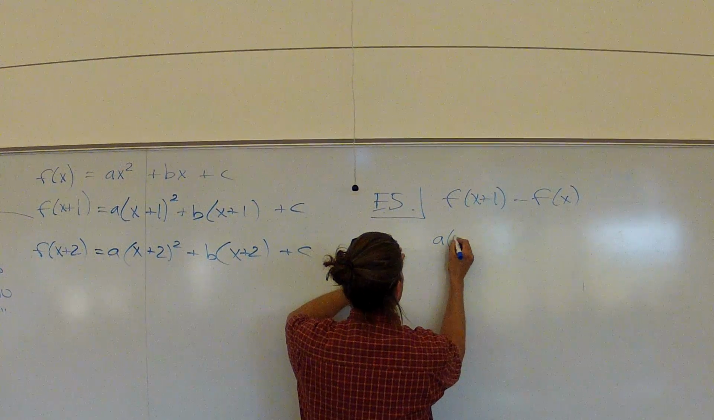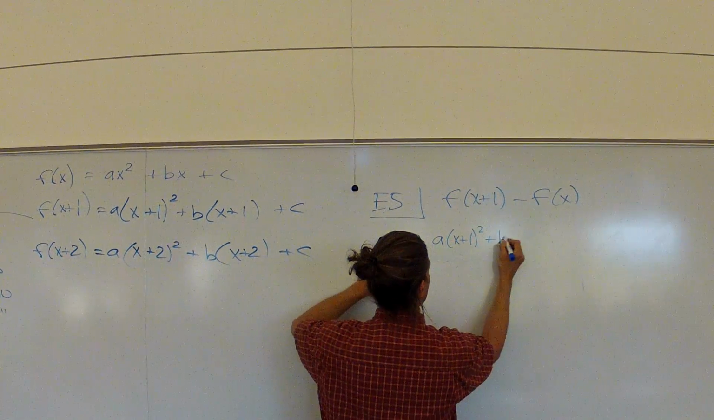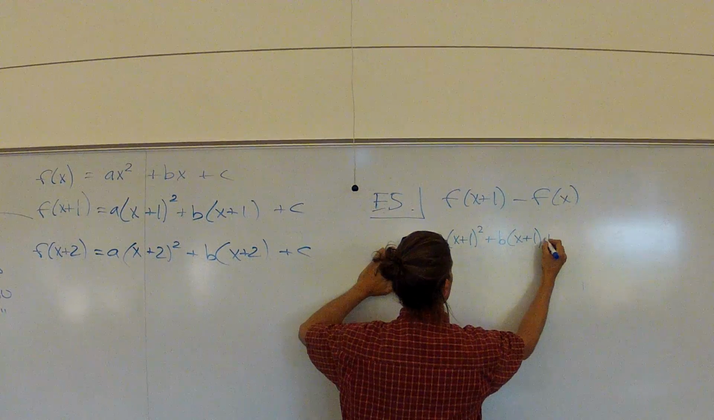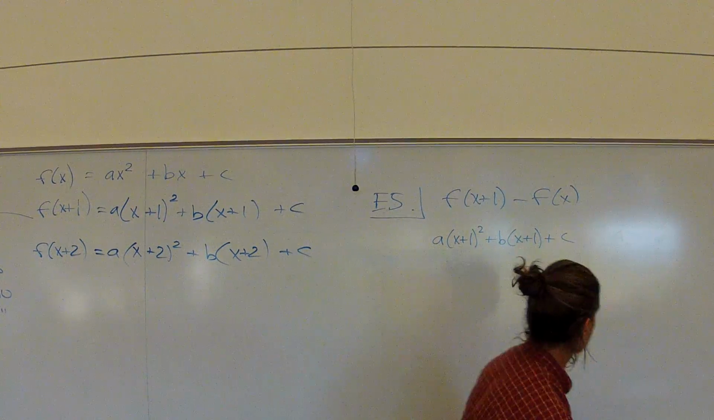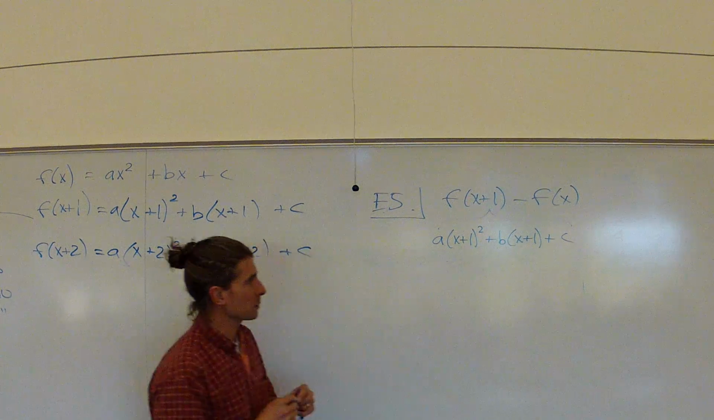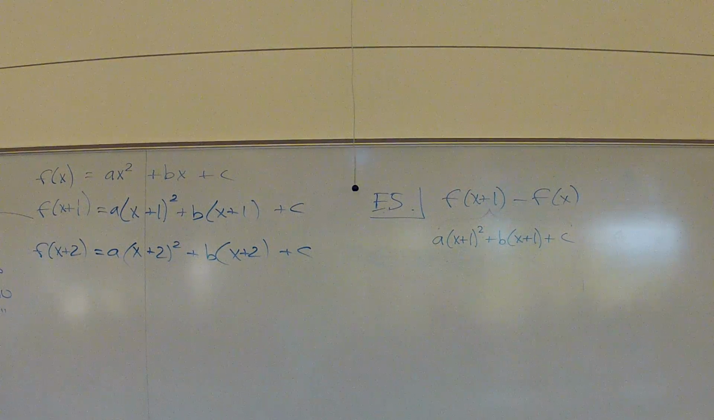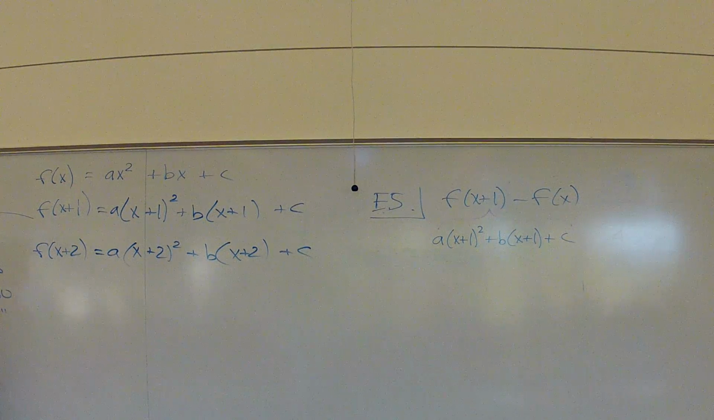This is a times the quantity x plus 1 squared plus b times the quantity x plus 1 plus c. I'm going to use a little bit of color to highlight. That whole thing is f of x plus 1. That's called a substitution. That is probably the most important mathematical skill you will ever learn, being able to substitute equal quantities for something else.